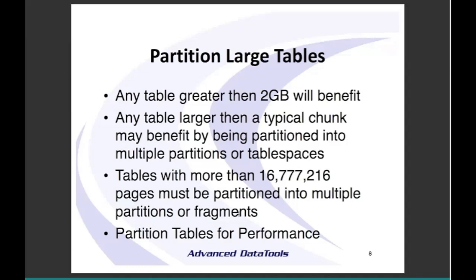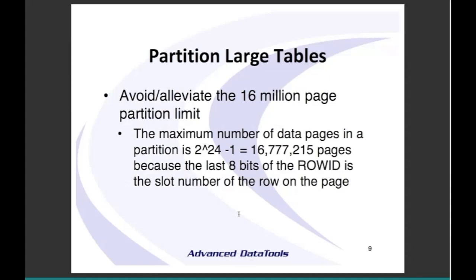Now, the key thing with large tables is there is a hard limit of 16 million pages that a table can hold. And if you have a table hitting that limit, you either have to purge data or do something else. One way to alleviate that problem is to partition that data. And once you start partitioning that table, you can have multiple partitions of 16 million pages.